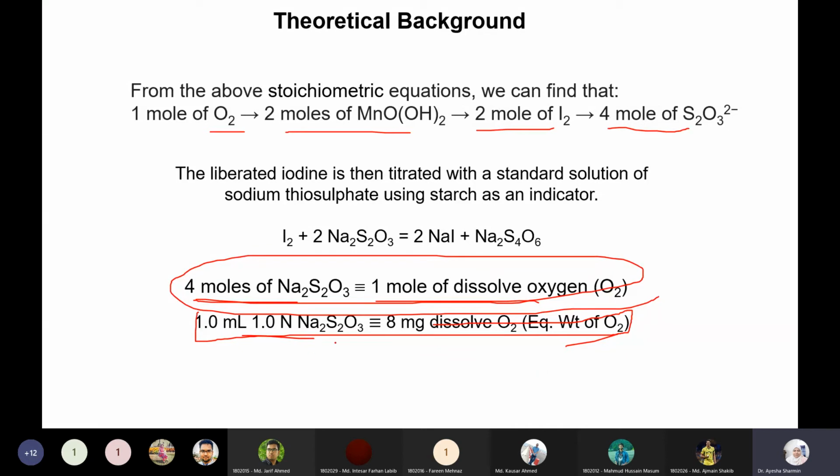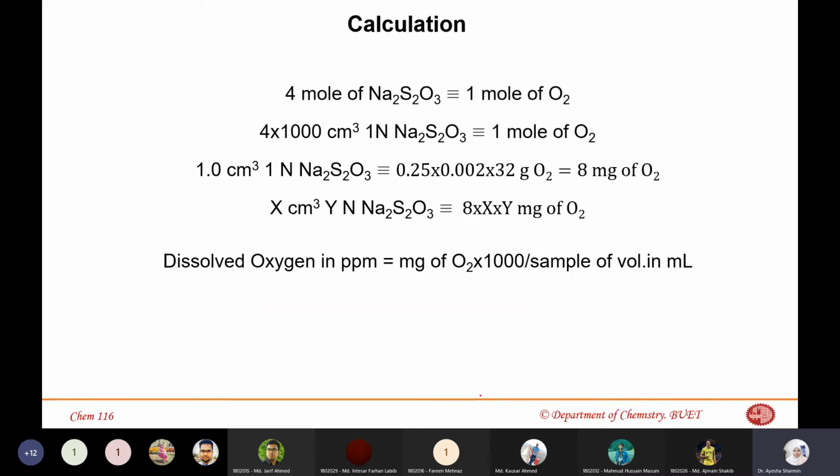So using that, you know already the concentration of the thiosulfate, you know the volume from your burette reading, you can find out the amount of the oxygen, and you have done it. Maybe you have done it for 100 milliliter of the sample, so you have to convert it for the liter. That's why it's shown in the liter.